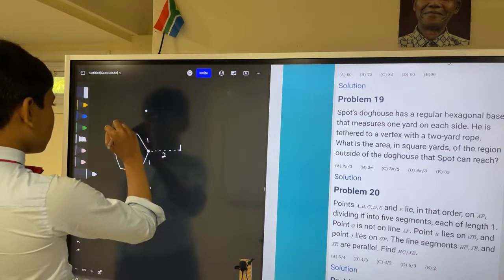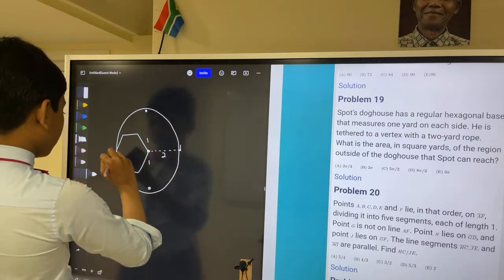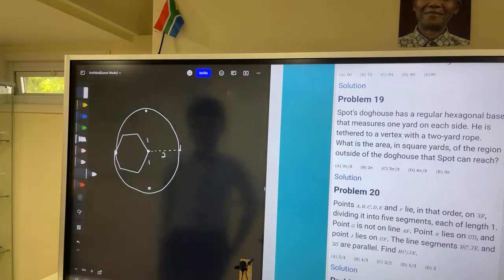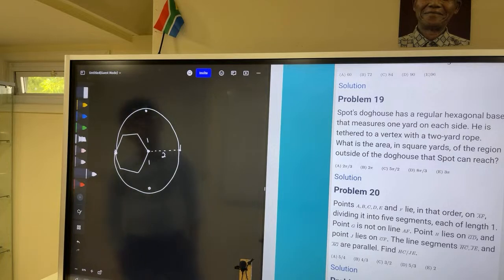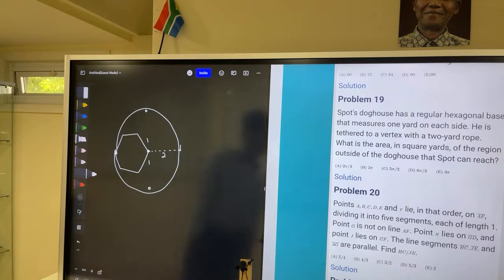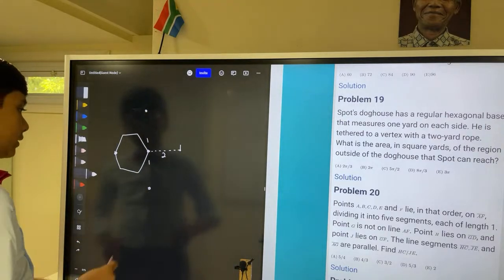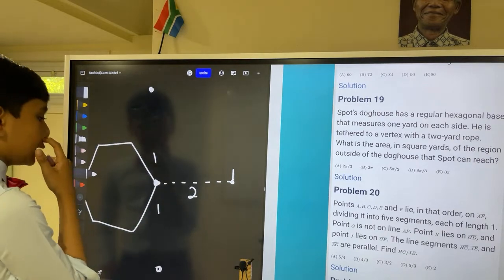Wait, so correct me if I'm wrong, but, well, no, don't correct me if I'm wrong because this is a test. But this is just the area of the circle minus the area of the hexagon, which is, they're all in terms of pi. Okay, oh, it's because of the same mechanic that's used in the other one.